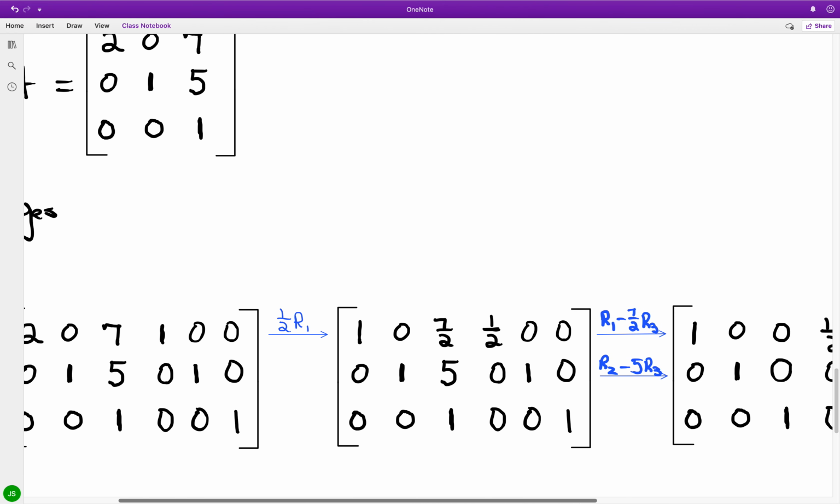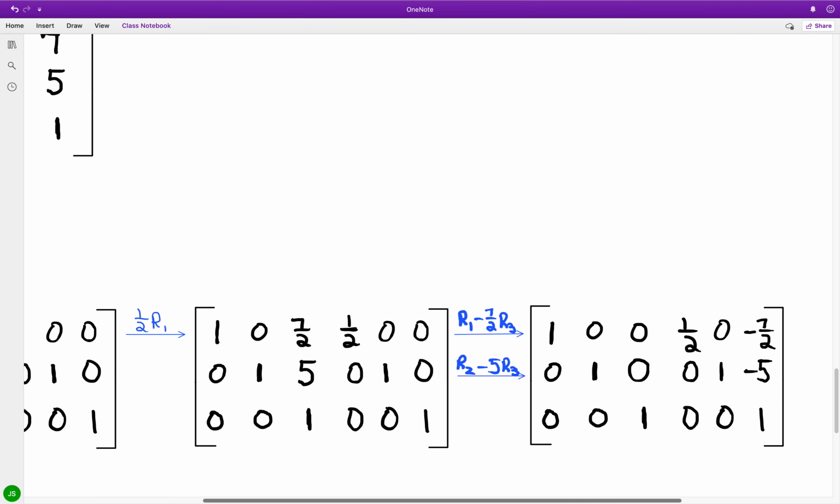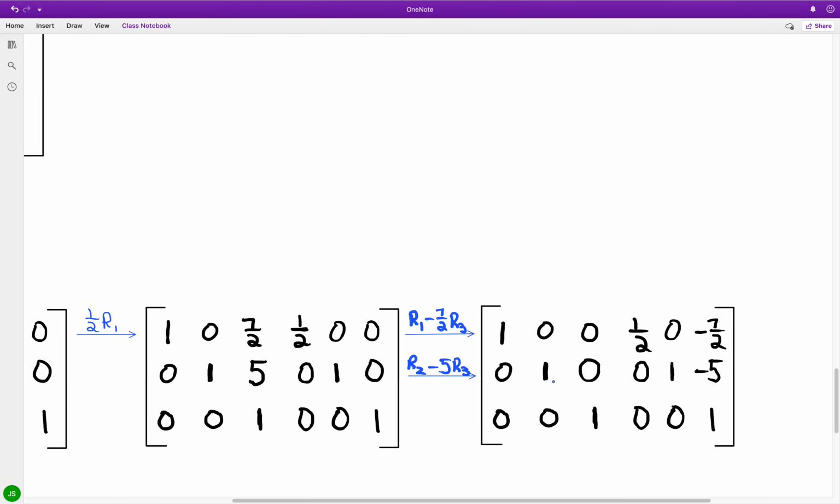So what I can do here is take the first row and deduct 7 halves times the last row elements. And also, going from 5 to 0, we take the second row and deduct 5 times the third row elements. Upon doing so, it turns out that running across, the first row is 1, 0, 0, 1/2, 0, negative 7 halves. The second row is 0, 1, 0, 0, 1, negative 5. And the last row is 0, 0, 1, and again 0, 0, and 1.